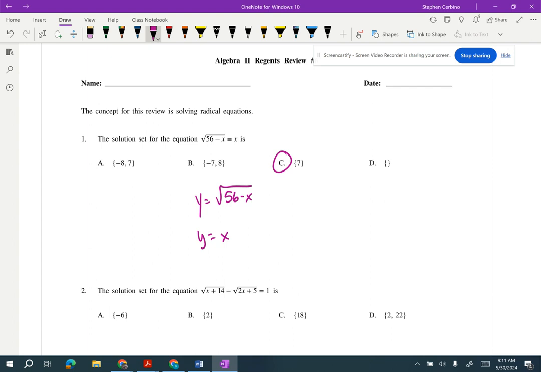Now, if you were to solve this algebraically, you're actually going to get two answers. You're going to get 7 and -8, but then you have to remember to check your answer by graphing it. So because it's multiple choice, I'm just going to graph first.